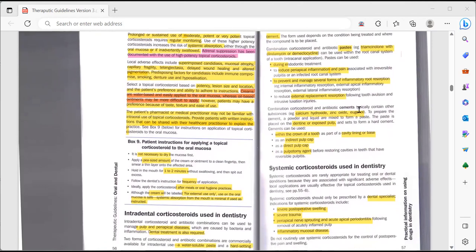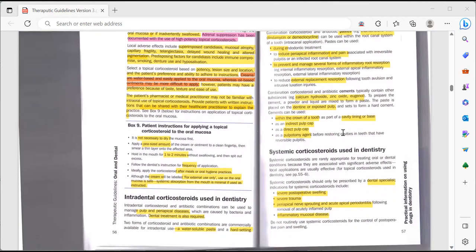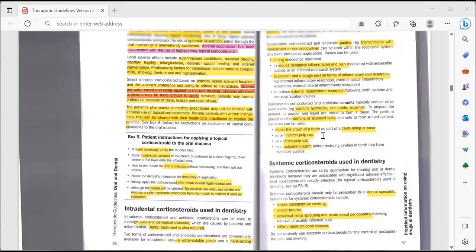While the cement contains calcium hydroxide, zinc oxide, and eugenol as well, it is used as a cavity liner or base, and it can also be used as part of indirect pulp capping, direct pulp capping, and as a pulpotomy agent.